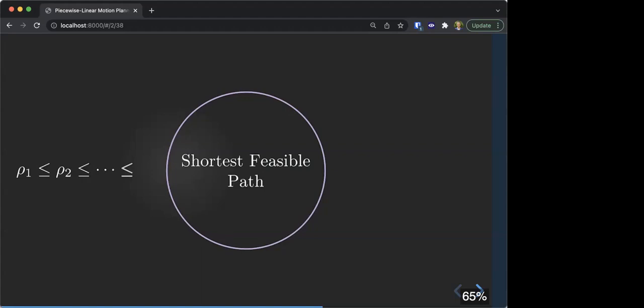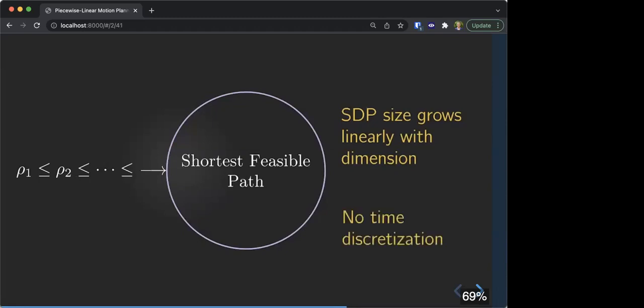And we show that as this integer goes to infinity, these bounds actually converge to the length of the shortest feasible path. So these bounds are tight. One of the nice things about these semi-definite programs, or SDPs, is that their size grows linearly with the dimension. That is unexpected, because with sampling-based techniques like RRT, you would expect the size of the problem to grow exponentially with the dimension. Each time you add a dimension, you multiply the number of points in your problem by a constant. And there is no time discretization. We handle continuous time constraints in a native way, thanks to this theorem that I just presented to you.